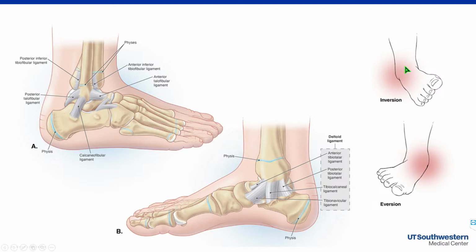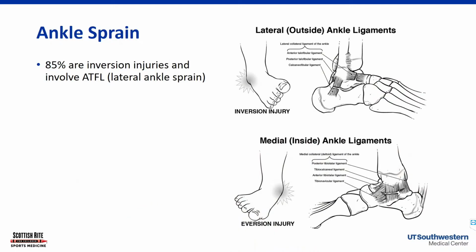These are the motions we often think about when we say rolled. When you say, oh, I rolled it in, what does that mean? So we use the words inversion, which is the more common mechanism, versus eversion, where you roll it out. In and out are sort of hard to interpret if somebody tells me they rolled their ankle in or out, so we tend to say inversion injury or eversion mechanism.